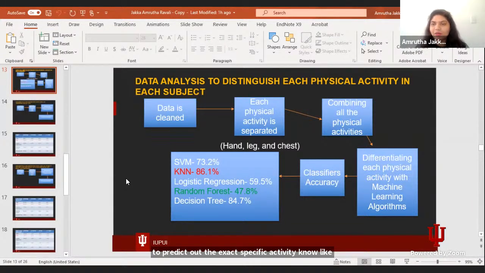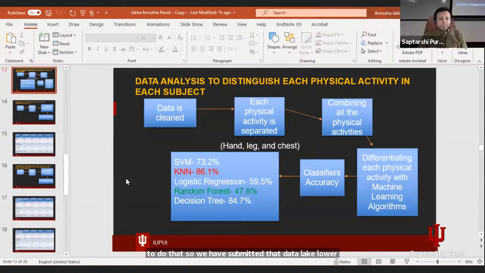As each patient performs different activities, it is hard to do that. So we have separated that data into lower, upper, and whole body movements. Okay. Then I understand why it works. Okay. Thank you, Professor.